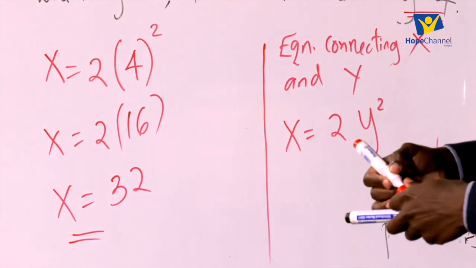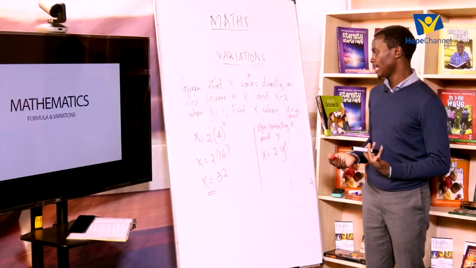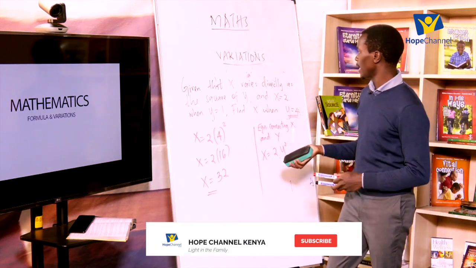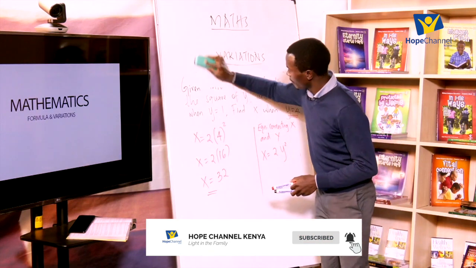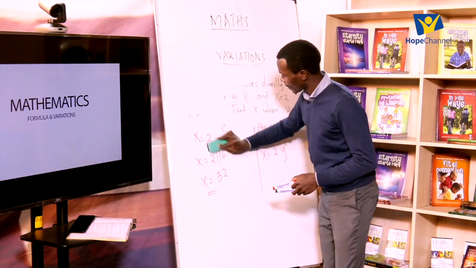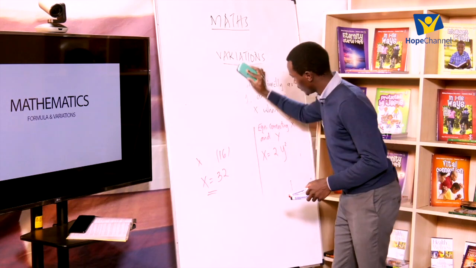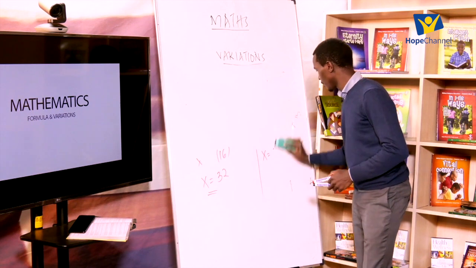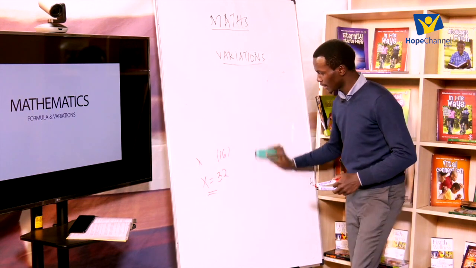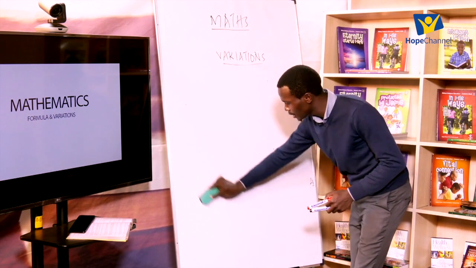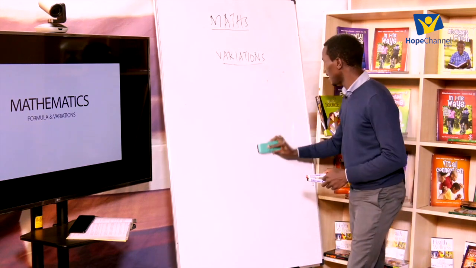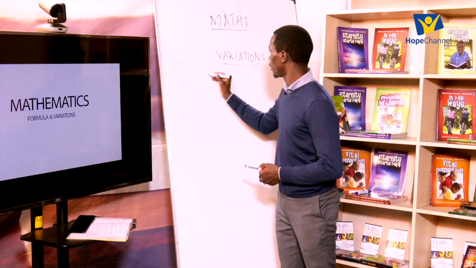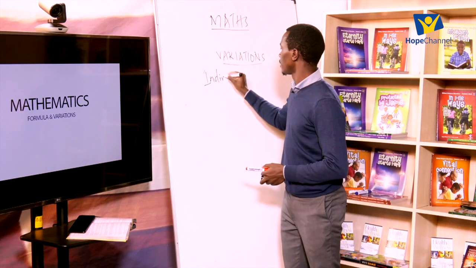Now that is an example to show direct variation. It is a very simple one. Now let us look at indirect variation, which is the inverse of direct variation. Remember, when we were starting, we were introducing direct variation. We say that both quantities increase, or if one increases, the other one also increases. But for indirect variation, it is the opposite of that.